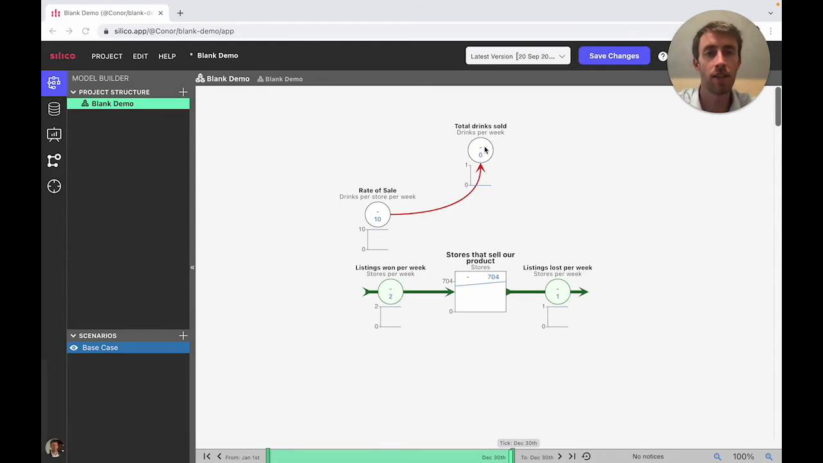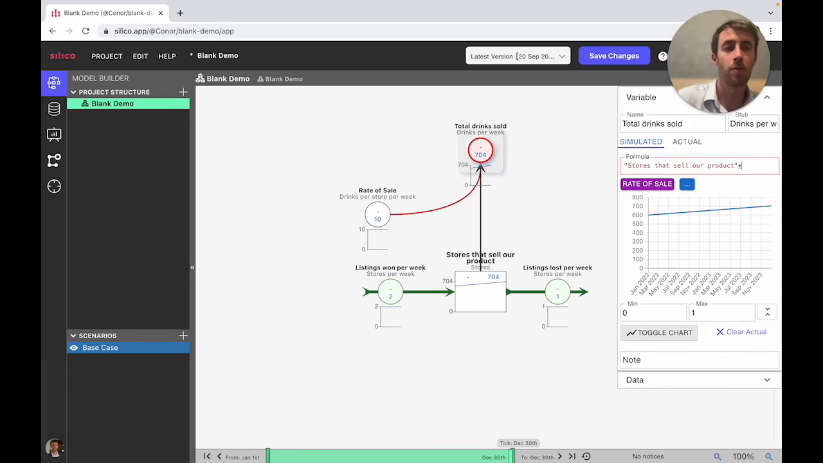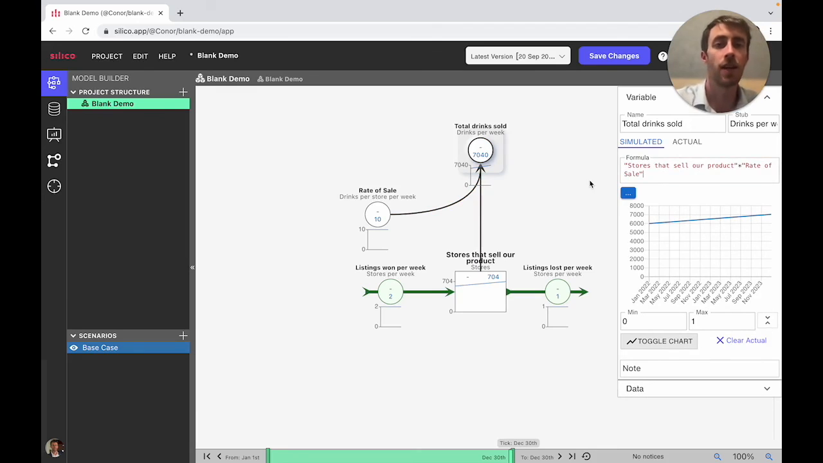So we want to calculate the total drinks sold. We know the rate of sale, now we know the number of stores that our product will be stocked in, so we can use those to determine the total drinks sold. So we can click in here and we can write our formula of the stores that sell our product multiplied by the rate of sale. That's going to give us the total drinks sold per week.